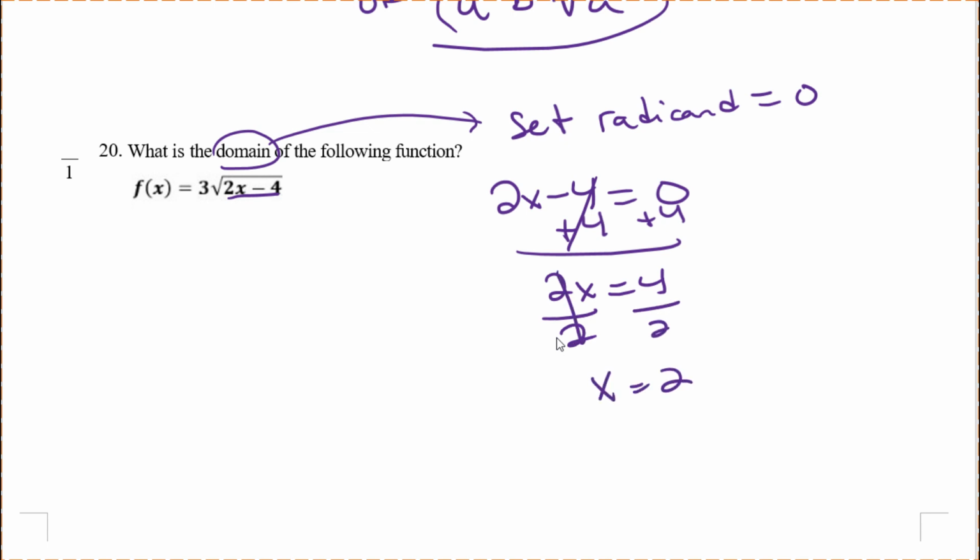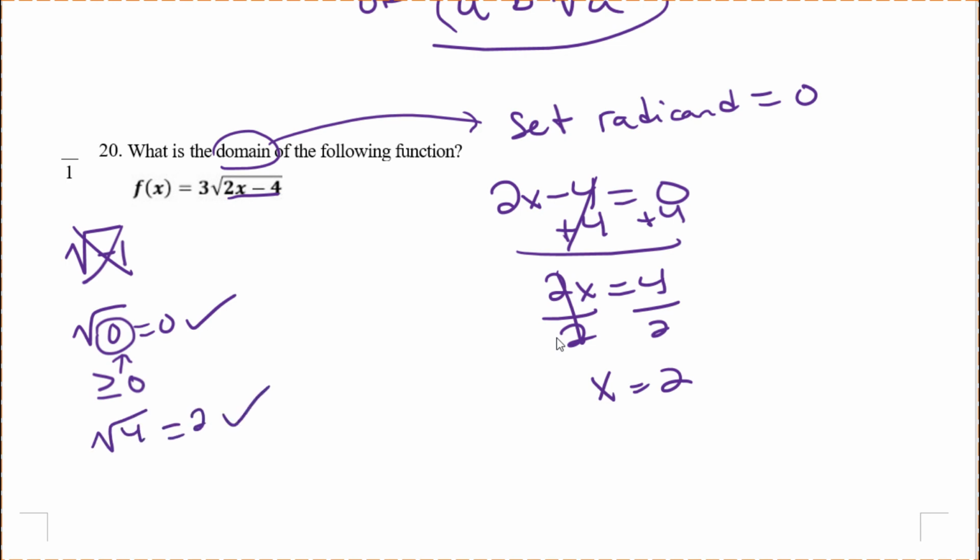All right, so x is equal to 2. So that means that we know that we cannot take the square root of a negative number, right? We can't take the square root of a negative number, but we can take the square root of 0. That's 0, right? So the radicand has to be greater than or equal to 0. Whatever is inside there has to be greater than 0, because we can take the square root of positive numbers, right? But we can't take the square root of negative numbers. So we know that this right here has to be greater than or equal to 0. So I'm going to change this to greater than or equal to 0.